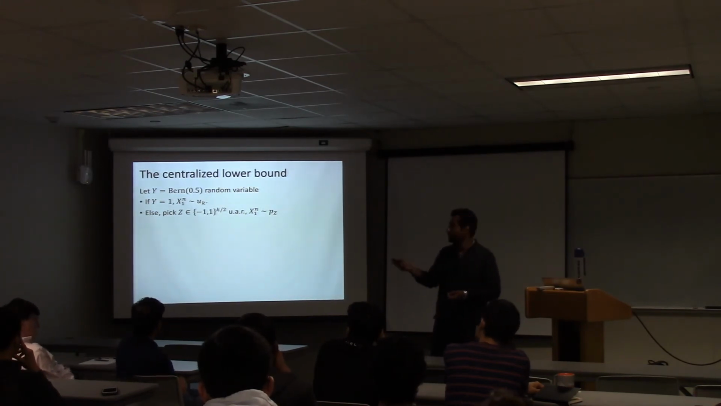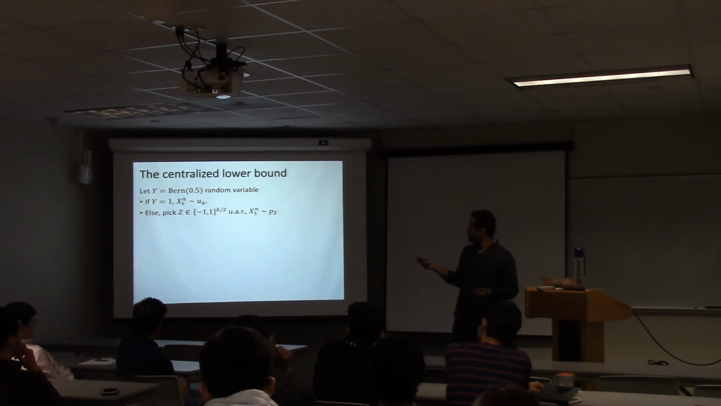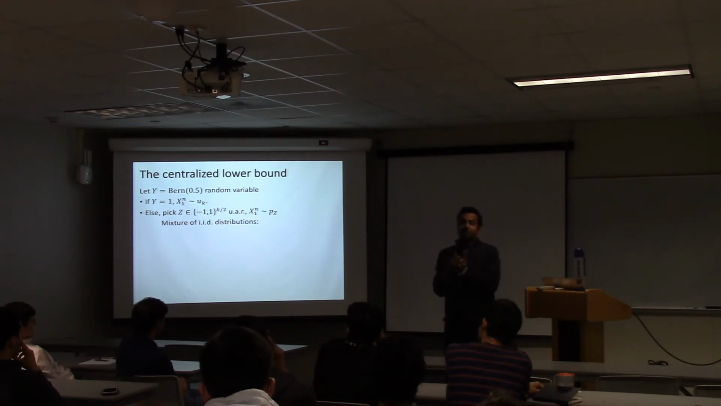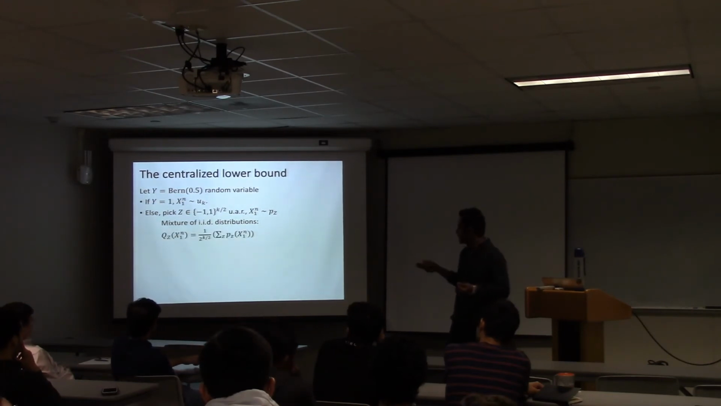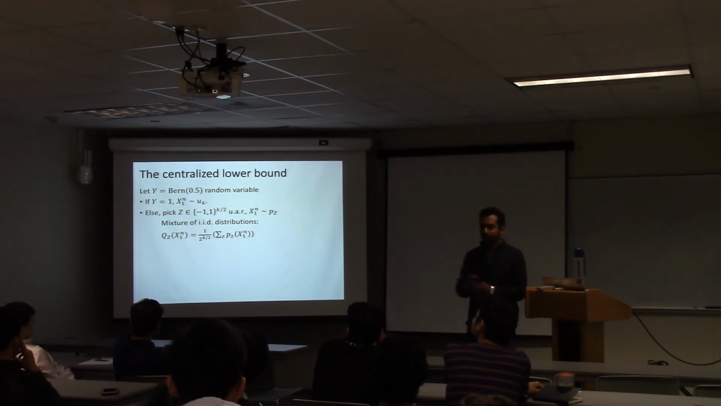Okay? So x1 to xn will be from this p of z that's generated at random. So each x1 to n is going to be IID from this p of z. But the overall distribution that you obtain by doing this process is not IID. In other words, it's a mixture of 2 to the power k over 2 IID distributions.